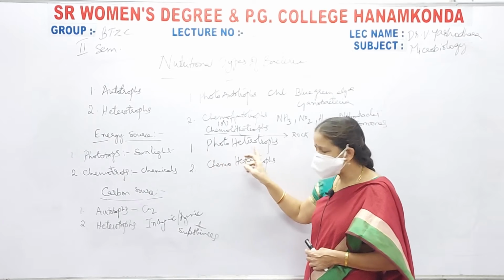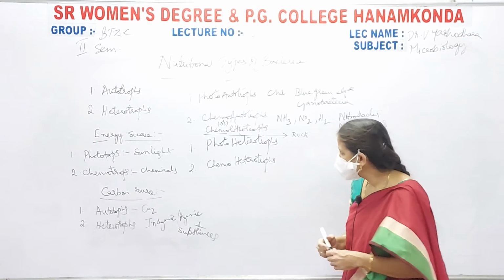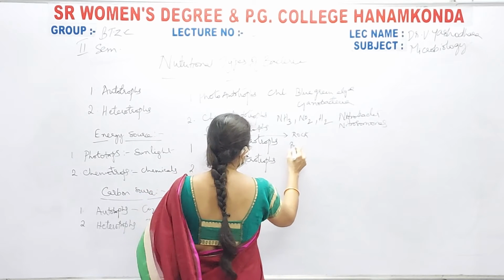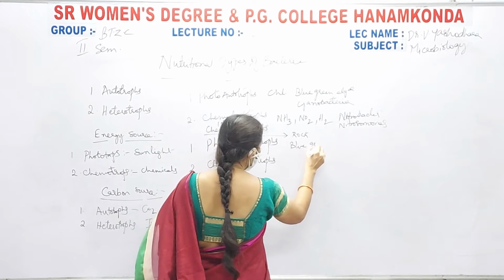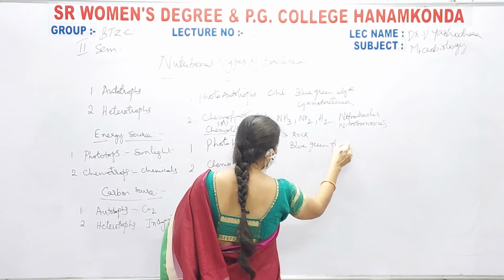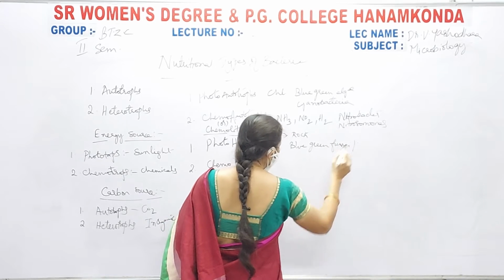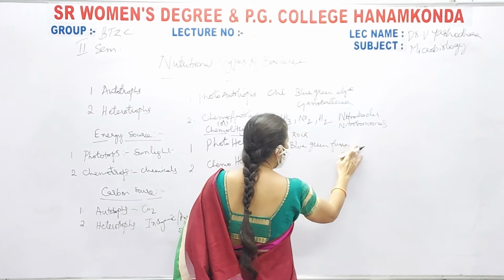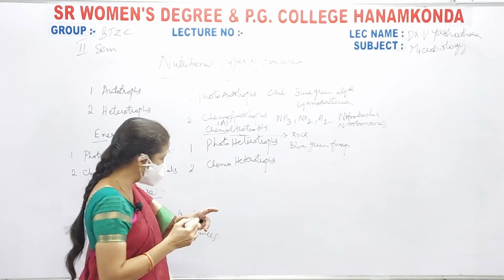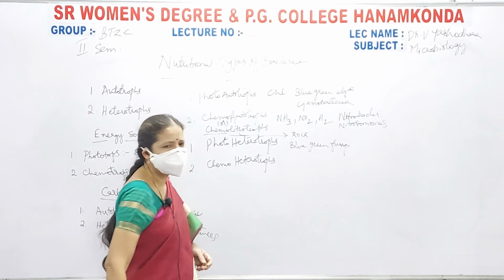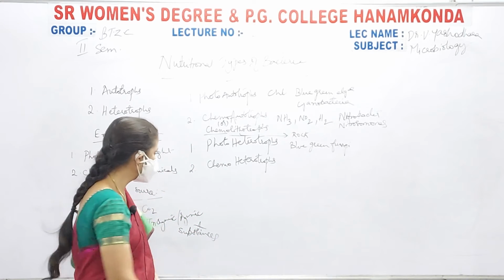So, they are called photoheterotrophs. Next thing, the example for photoheterotrophs is blue green fungi. See here, blue green fungi, or you can call it blue green fungi or molds. Example of photoheterotrophs. Coming to the chemoheterotrophs, again three definitions.